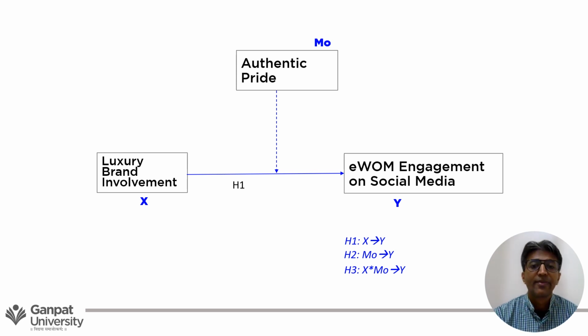Here we introduce authentic pride as a moderator. We believe that a consumer with higher authentic pride would have a stronger relationship between X and Y as compared to a consumer with lower authentic pride. This is my hypothesis, and this is the way it is actually pronounced. Here, there are three relationships to be tested, three hypotheses specifically. H1 is involvement affects EWOM. Second hypothesis, H2, pride affects EWOM, and third, H3, involvement multiplied by pride affects EWOM. So these are the three hypotheses that we are going to test.